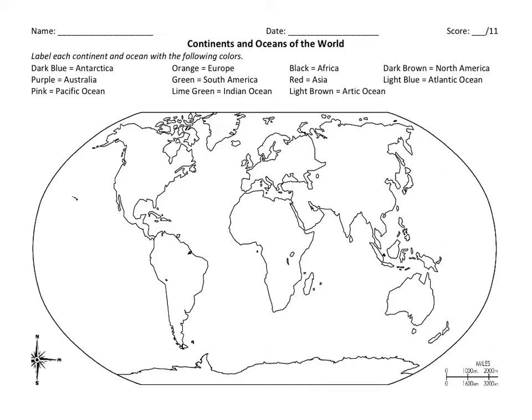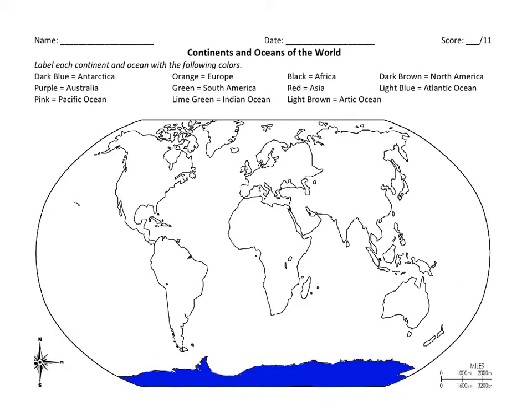In this center today, we will be learning about the continents and the oceans. Go ahead, write your name at the top of this paper and today's date. And get out your dark blue colored pencil so that we can color Antarctica. Now, Antarctica is down here at the bottom of the world, so color this dark blue. All right, now that we have Antarctica colored blue, go ahead, check that off.